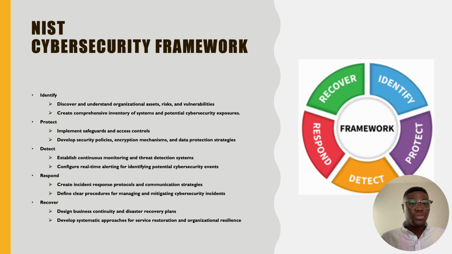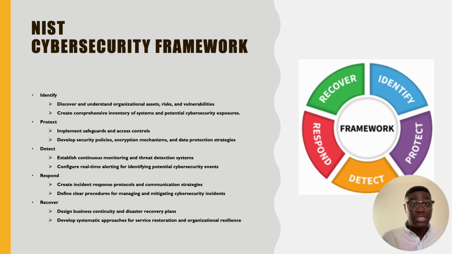Then after that, the next function in the NIST is to protect. That's where you implement safeguards and access control. Now that you've already identified all the assets, the risks and vulnerabilities that can affect these assets, you have to implement a policy that can safeguard those assets, putting in access controls, encryption mechanisms, whatever means can mitigate these vulnerabilities. So that's another function in the NIST.